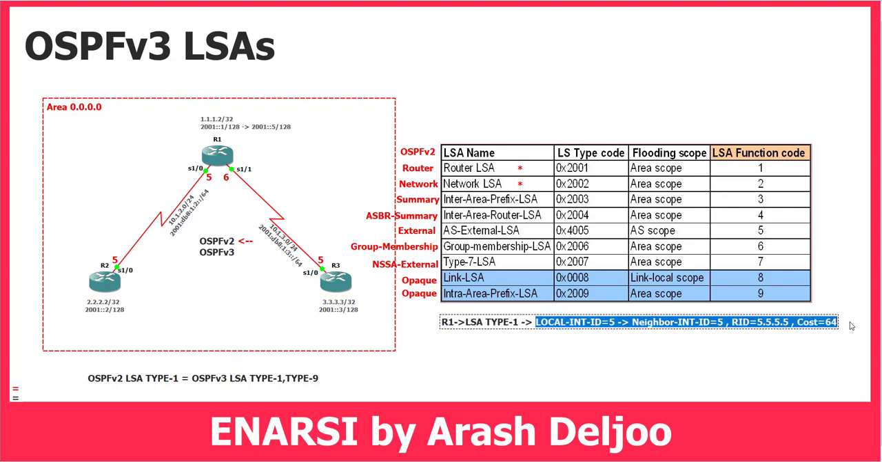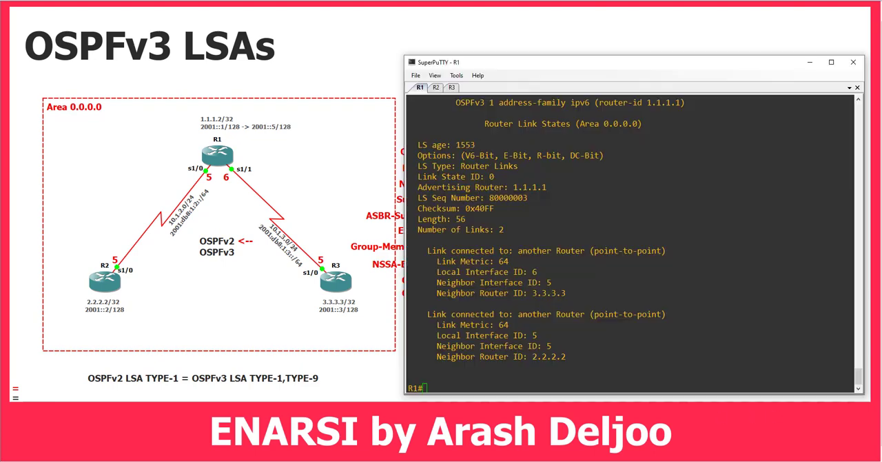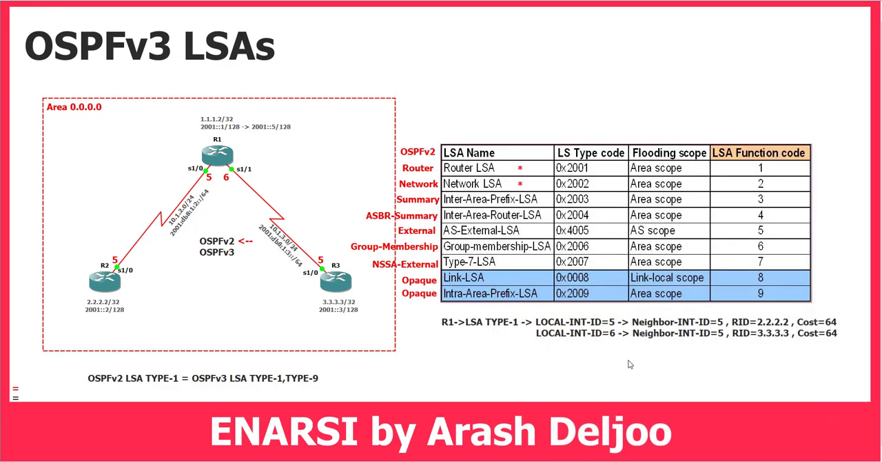And also let me copy it again for router 3. We have similar information. Local interface ID is 6. Neighbor interface ID is, for example, 5. And also the neighbor router ID is quad 3. Here we should use the neighbor RID quad 2. And then cost is 64. That's it. So easy: first local interface ID, neighbor interface ID, neighbor router ID, and then link metric or cost.